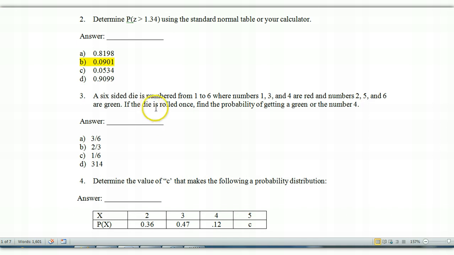Alright, a 6-sided die is numbered 1 to 6. 1, 3, and 4 are red, 2, 5, and 6 are green. The die is rolled once. Find the probability of getting a green or the number 4. So we have 3 ways to get a green, and then there's the number 4, that's 4 out of the 6. And that reduces down to 2 out of 3. So that'll be option B here.